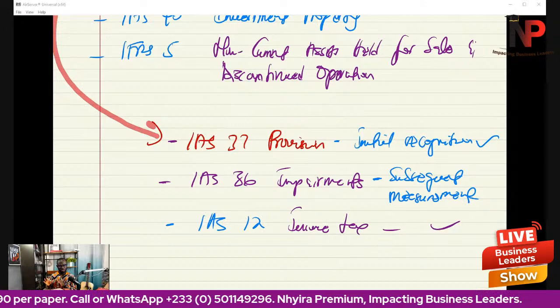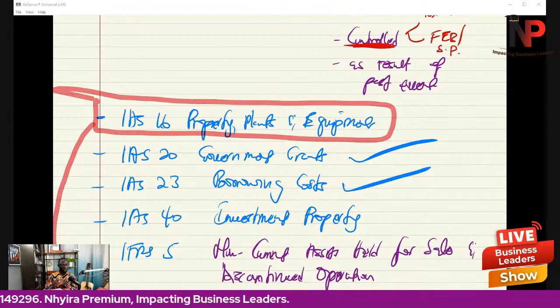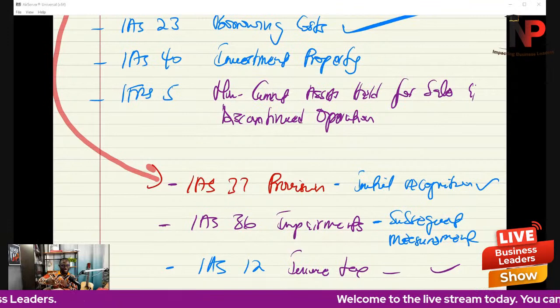I hope you are getting the treatment. That is how we're going to be looking at this. So let's begin the journey with IAS 16, definitely. And then I'm going to be injecting the other standards into the discussion as we go ahead. So please stay with me carefully. It's going to be an interesting journey.